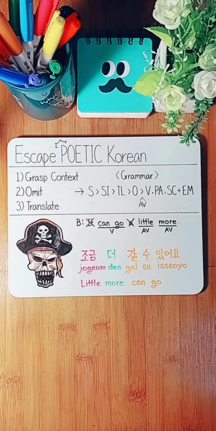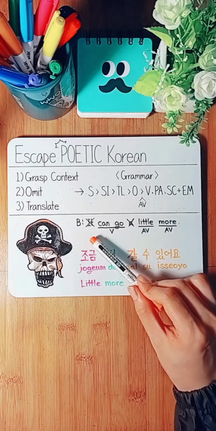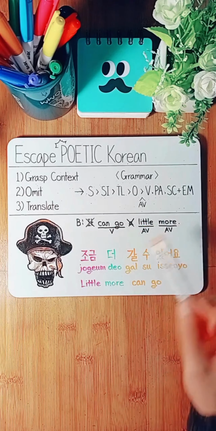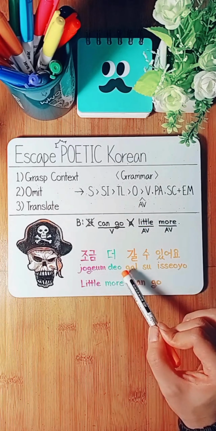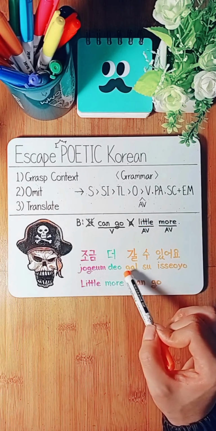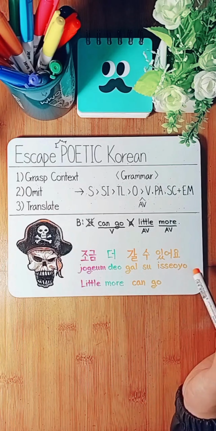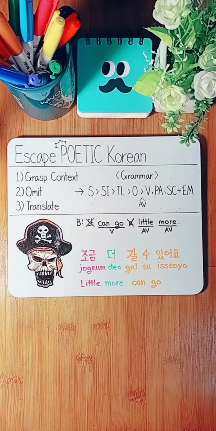Okay, so B, the captain of the ship, will say, no, we can make it to the next island. It can go a little more. 조금 더 갈 수 있어요. 조금 더 갈 수 있어요. Okay, does that make sense? If it does, 넘어갈까요?